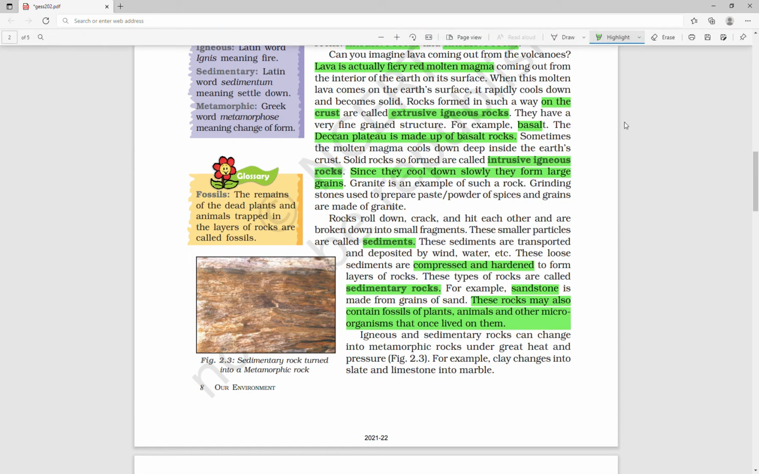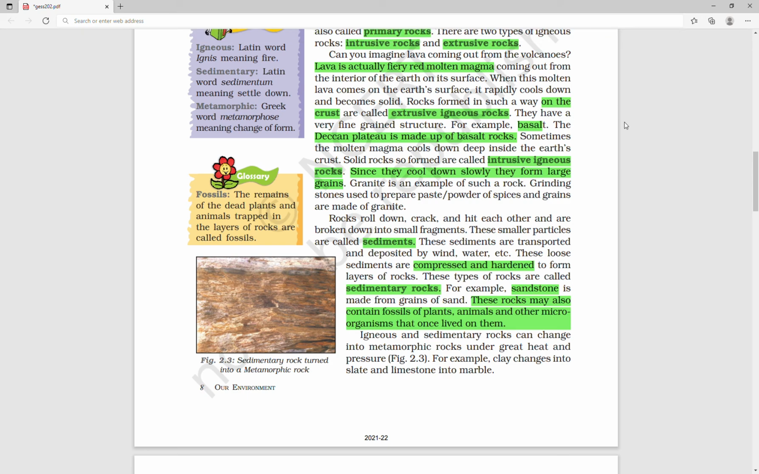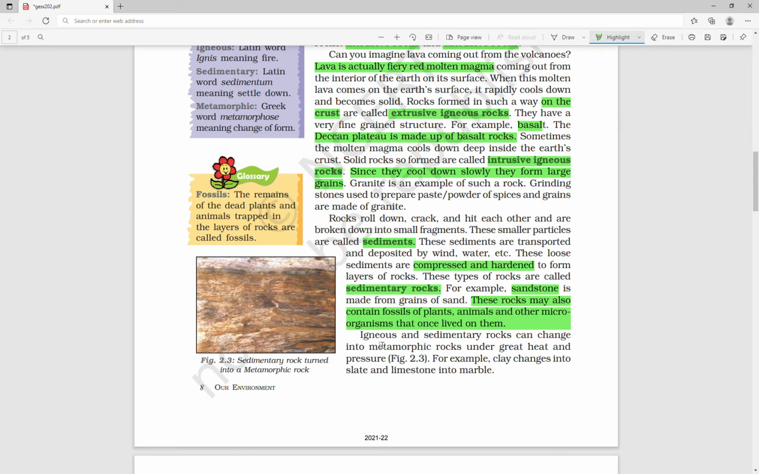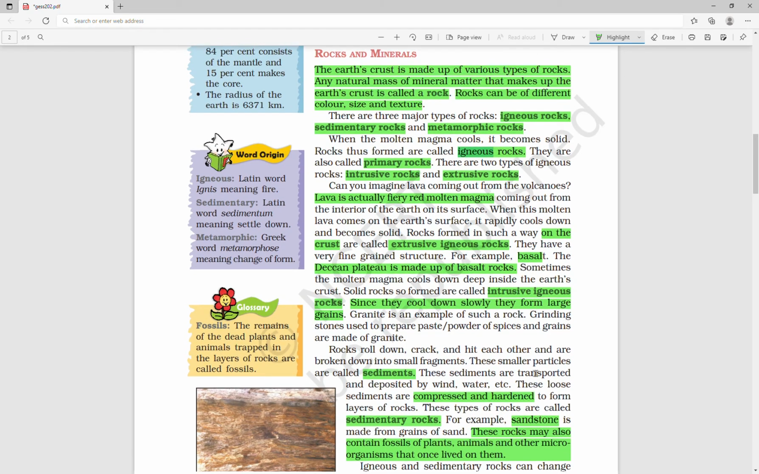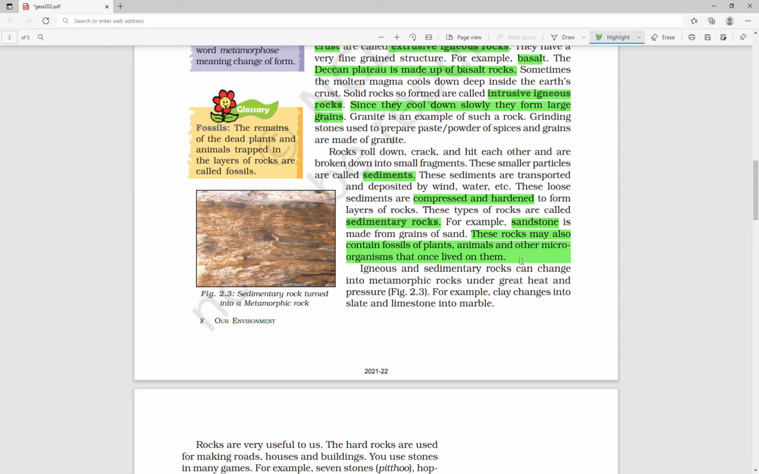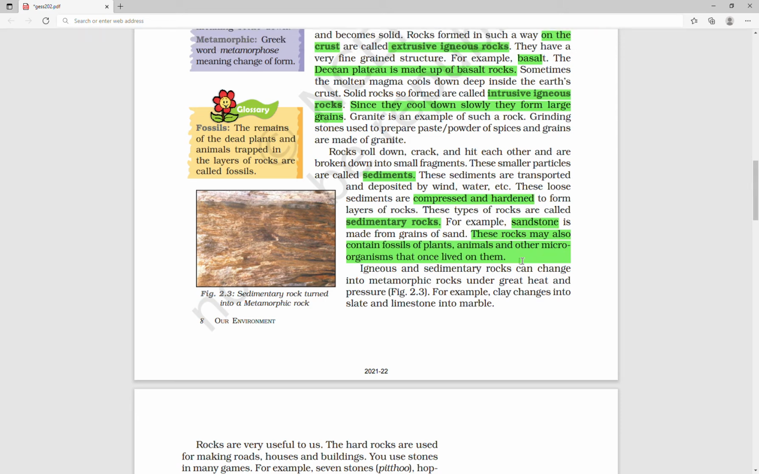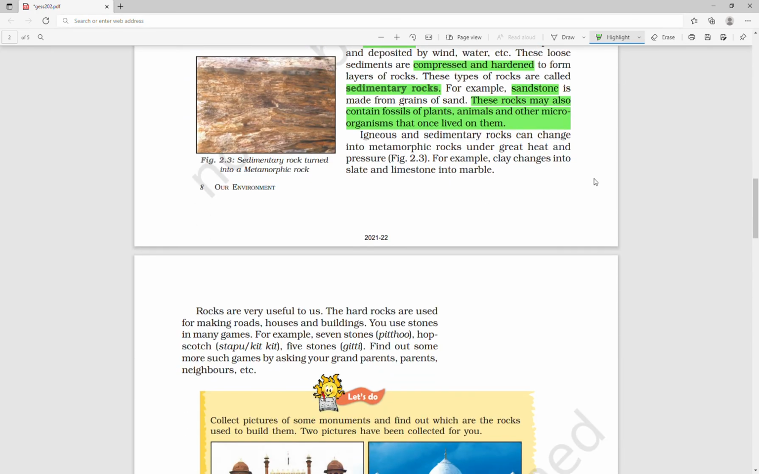Next. Igneous and sedimentary rocks can change into metamorphic rock under great heat and pressure. For example, clay changes into slate and limestone into marble. Before, we learned about igneous rock. Two types of igneous rocks are intrusive and extrusive igneous rocks. And now we learned about sedimentary rocks, and both can change to metamorphic rock with great heat and pressure. So like that, clay changes into slate and limestone into marble.